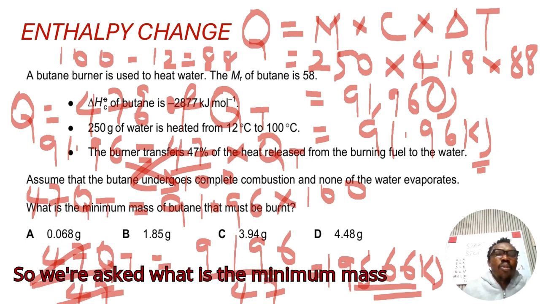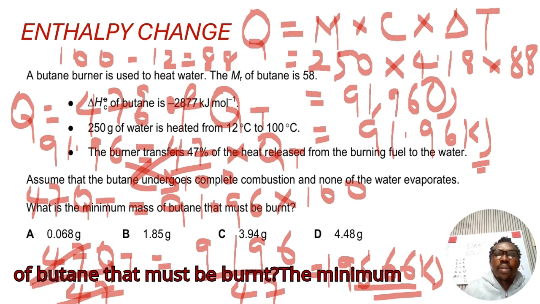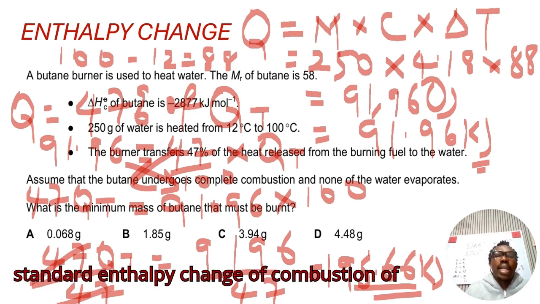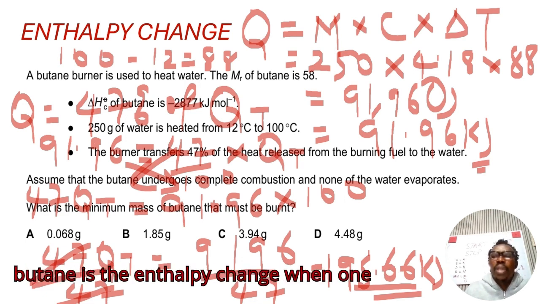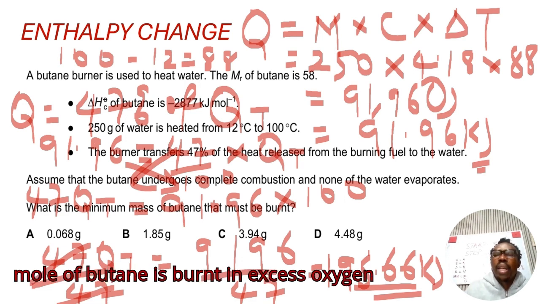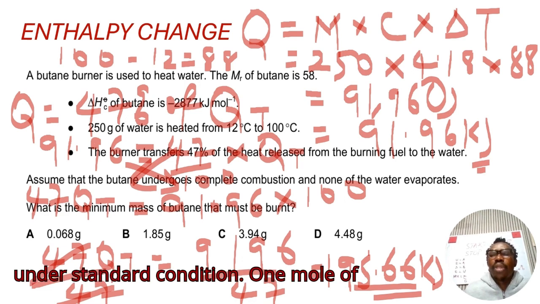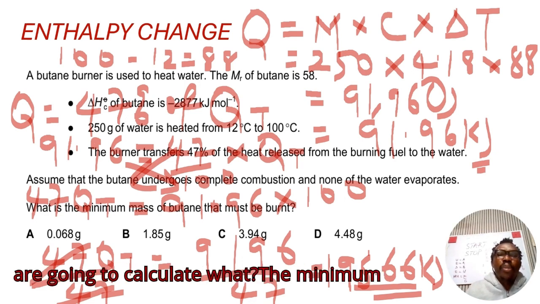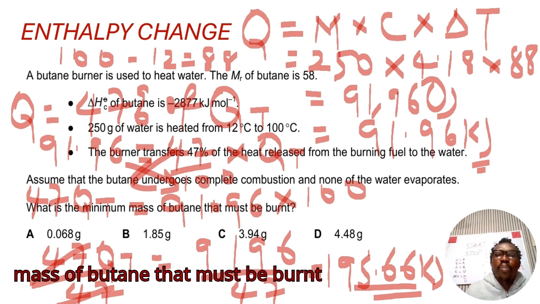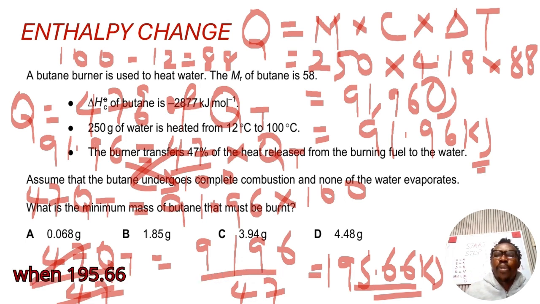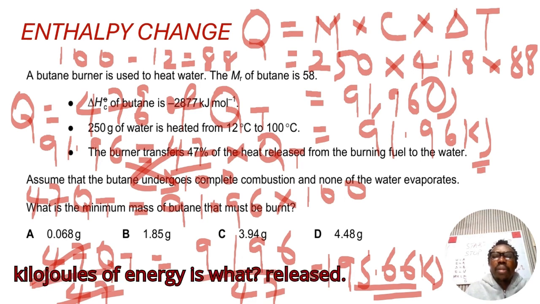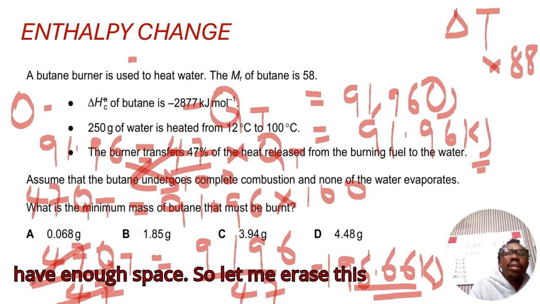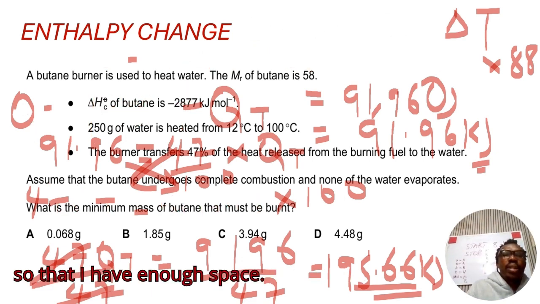So we're asked, what is the minimum mass of butane that must be burnt? And we all know that the standard enthalpy change of combustion of butane is the enthalpy change when 1 mole of butane is burnt in excess oxygen under standard conditions. 1 mole of butane is the molar mass of butane. So we are going to calculate the minimum mass of butane that must be burnt when 195.66 kilojoules of energy is released. So I'm going to erase this so that I will have enough space.